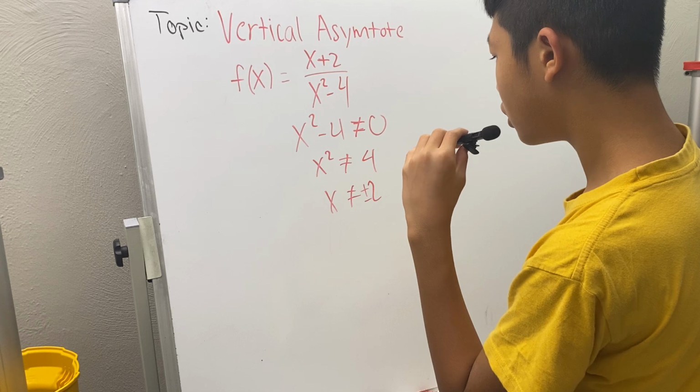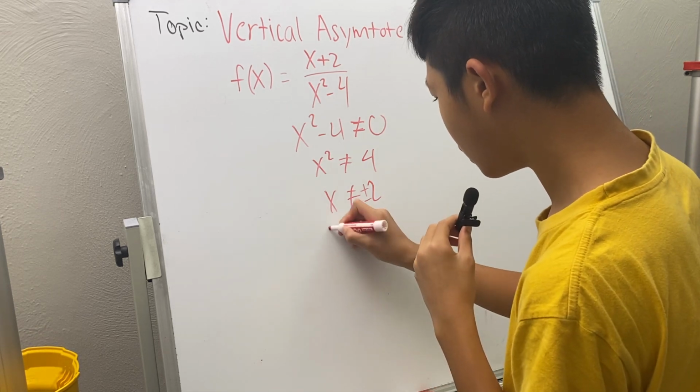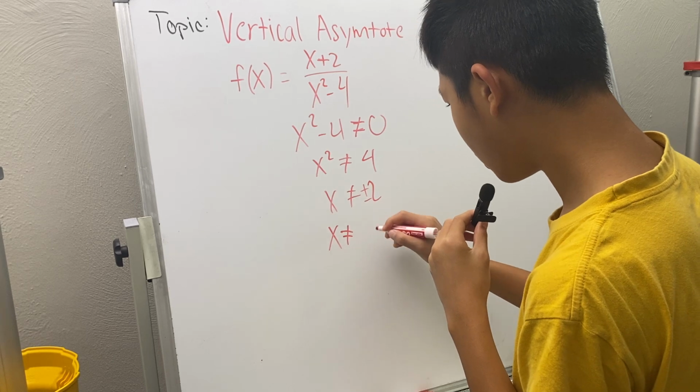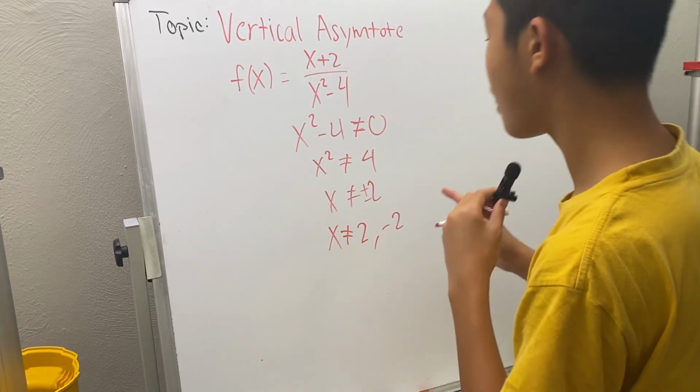This cannot be 0. So it's 2 and minus 2. So it's two answers.